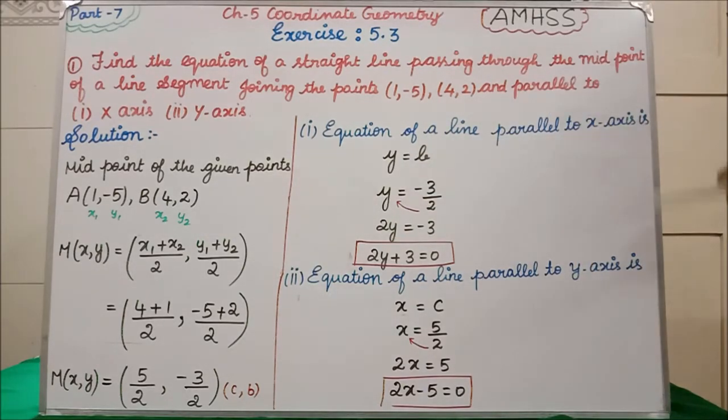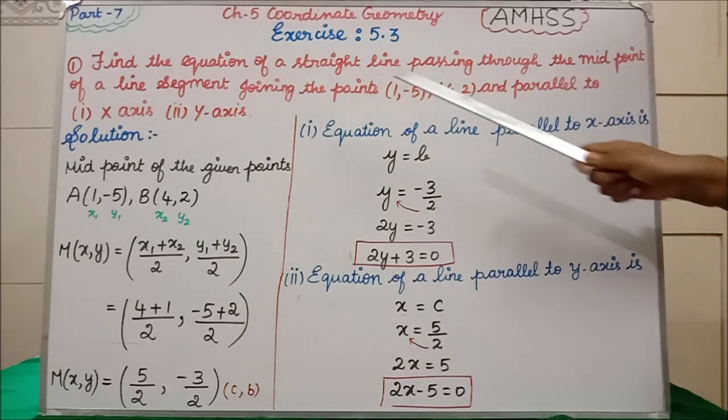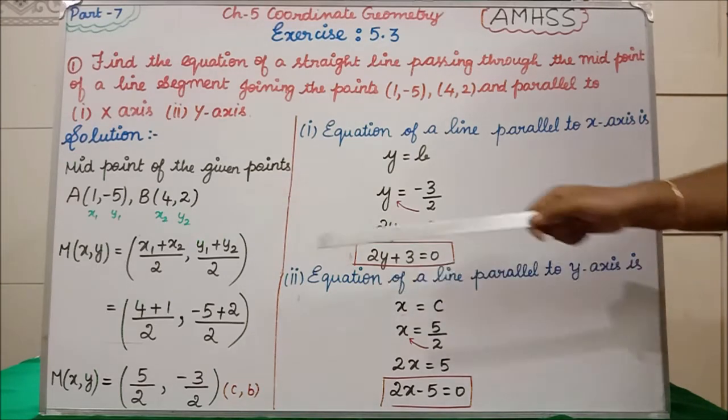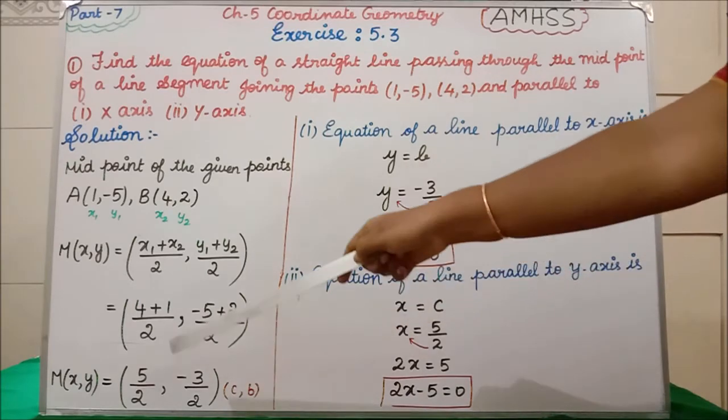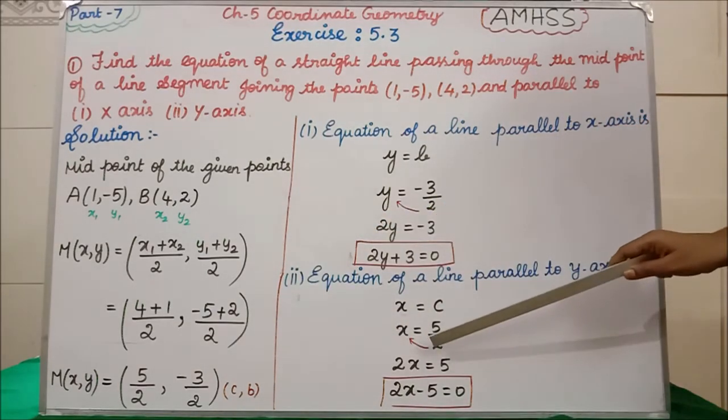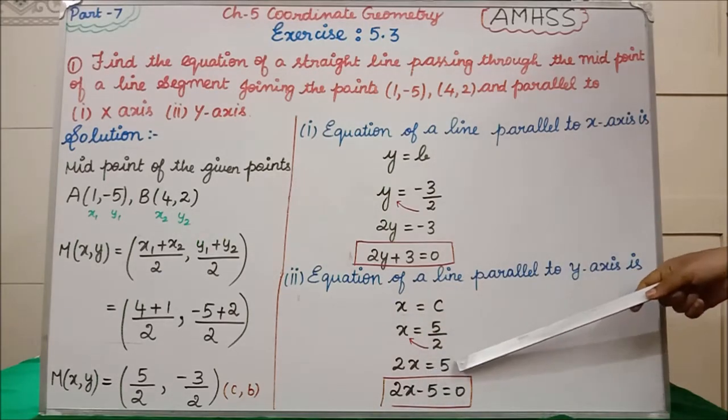Clear? The next subdivision is what? Parallel to the y-axis. What is the formula for parallel to the y-axis? In the tabular column, what have I written? x is equal to c. So x is equal to, first, c is what? 5 by 2. So x is equal to 5 by 2. Again cross multiply: 2x is equal to 5.